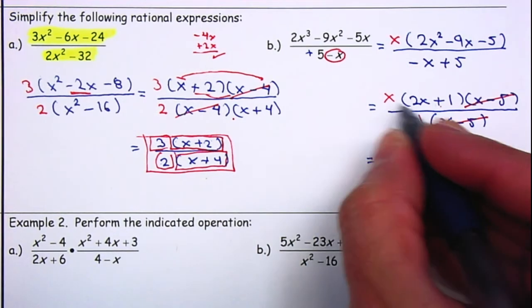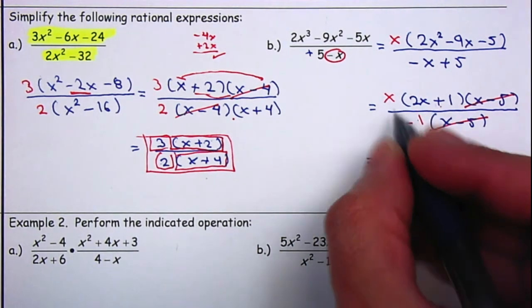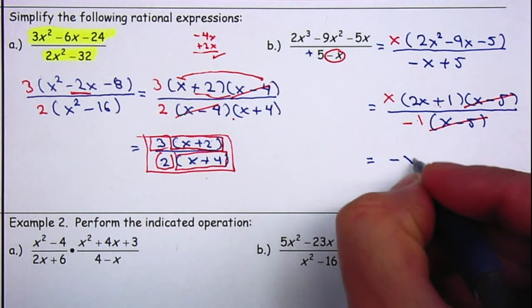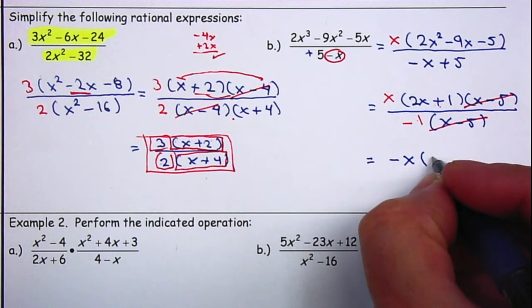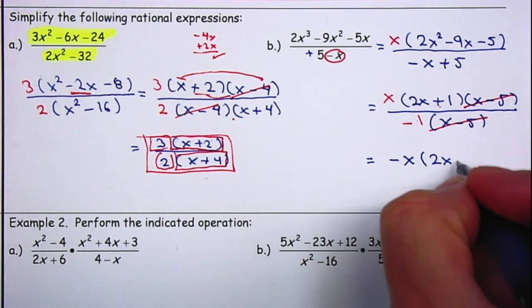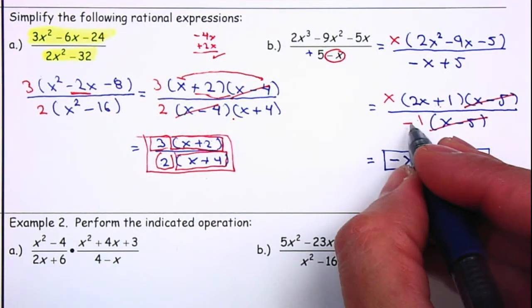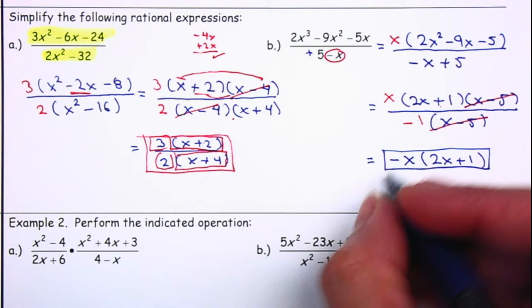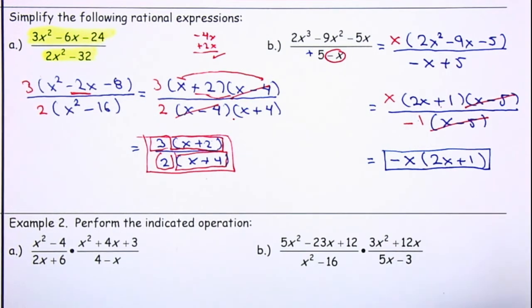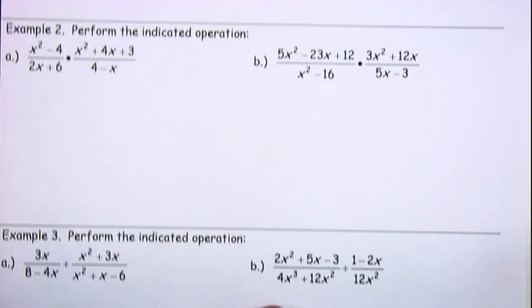Now, the negative, I'm just going to move it up to the top. X divided by negative 1. So it'll be negative x, or negative 1x if you want, and multiply by 2x plus 1. So whenever you have a negative on the front, you can just move it to the top if you want, or to the middle, if you end up with a fraction. Let's continue with example number 2.